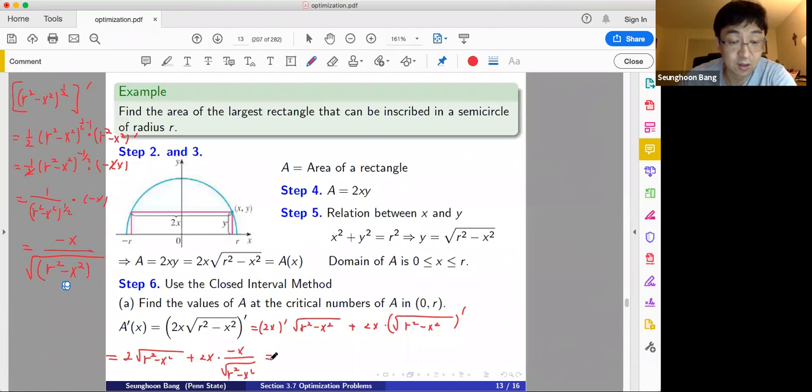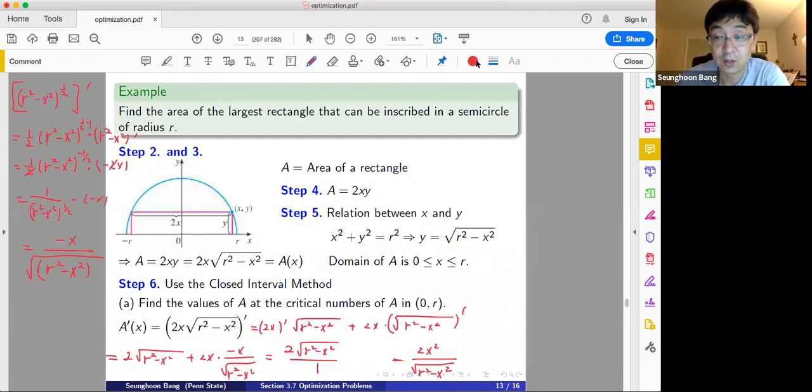That's good. The next step: the first term is 2 times the square root of r squared minus x squared over 1. The second term, 2x times negative x, is negative 2x squared over the square root of r squared minus x squared. I will combine these into one fraction with a common denominator.